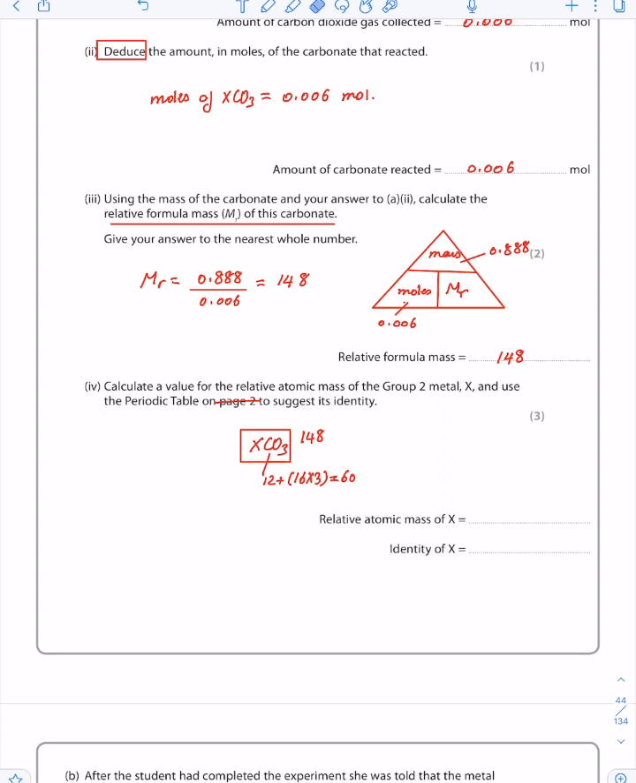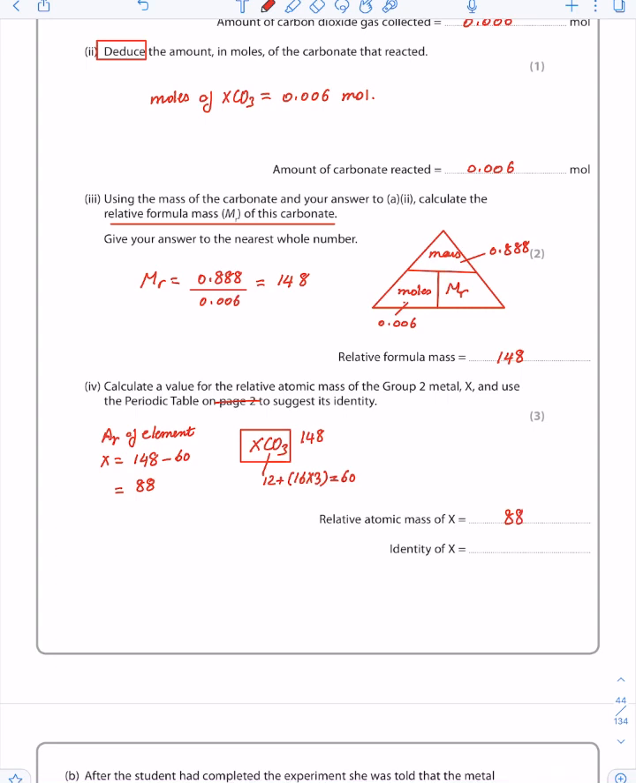يبقى هنا ال relative atomic mass of element x is equal to 148 minus 60. 148 minus 60 give you كام؟ give you 88. يبقى كده ال relative atomic mass of element x is equal to 88.